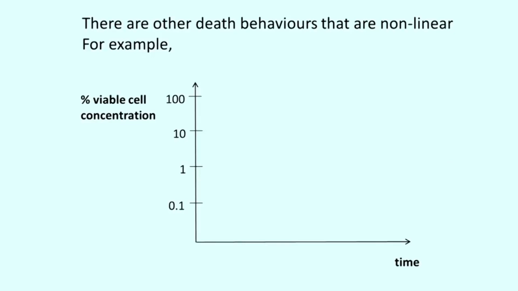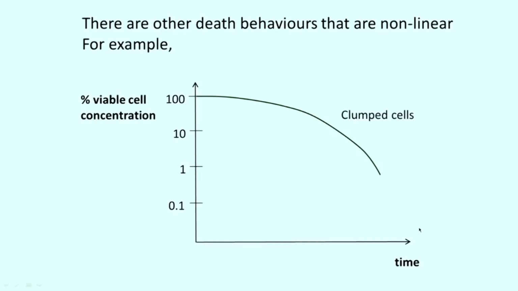There are other death behaviors that are nonlinear. Let us see whether you are able to guess this first. This is a plot of percent viable cell concentration, 100, 10, 1, therefore on a log scale, versus time. Can you guess what would give a curve like this? Earlier it was a linear decrease. In this case, it does not decrease much for quite a while and then it starts decreasing. Can you guess what kind of content, or viable cells in what form, would give rise to this?